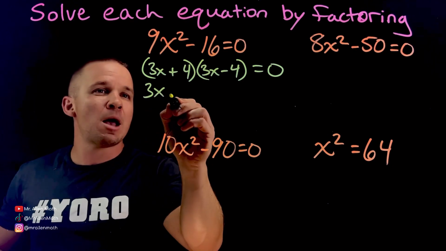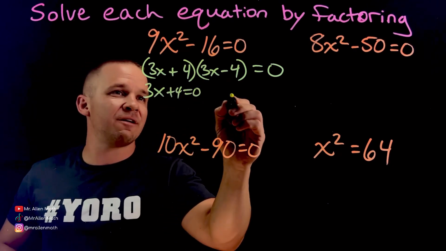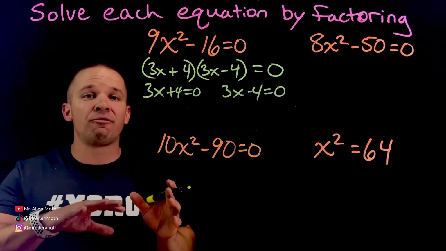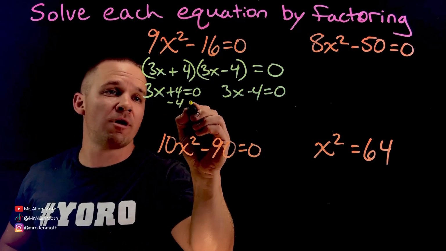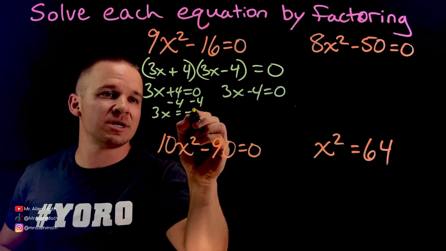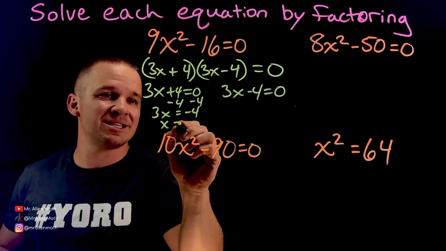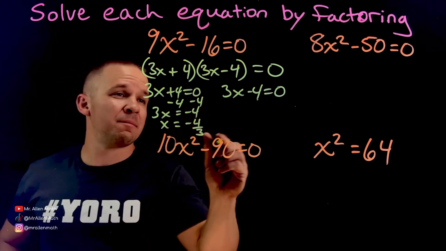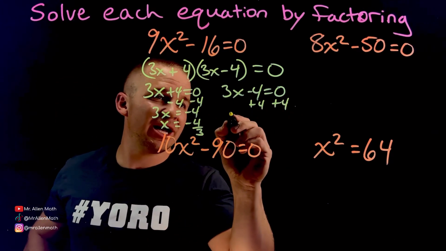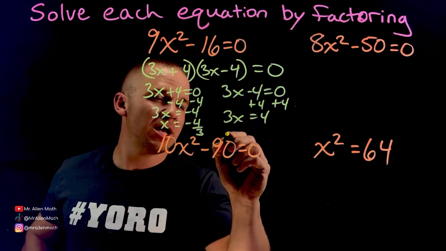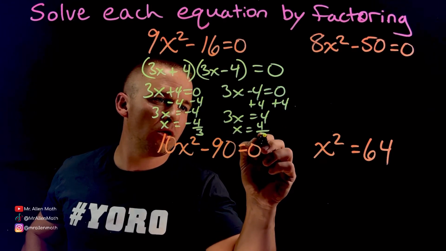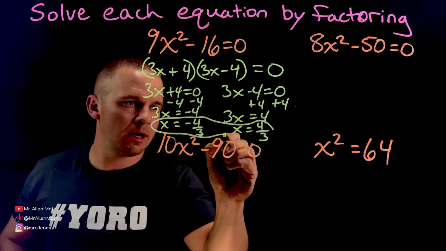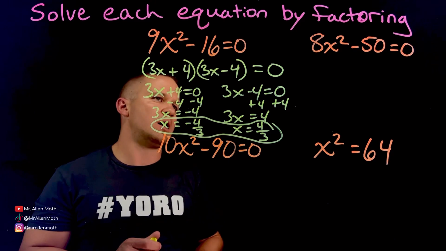I have 3x plus 4 equals 0, and 3x minus 4 equals 0. Now I can solve for x on each one of those. I'm going to subtract 4 on each side. I get 3x equals negative 4, and then I divide by 3. I get x equals negative 4 thirds. Fraction time. Love them. Then I'm going to add 4 to both sides. I get 3x equals 4. Divide by 3, I get x equals 4 thirds. 2 solutions. Done with the first one. Boom. Lovely. Awesome. Moving on.